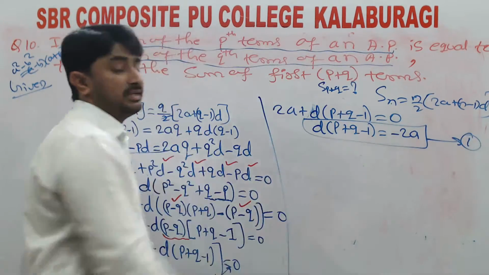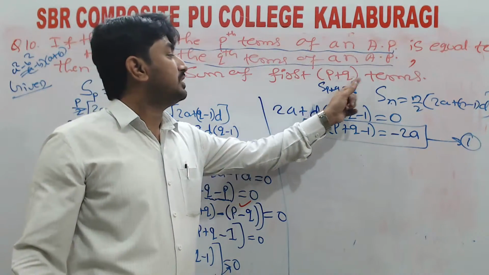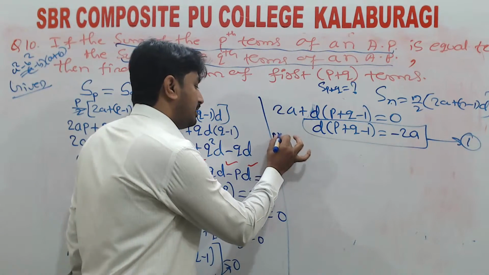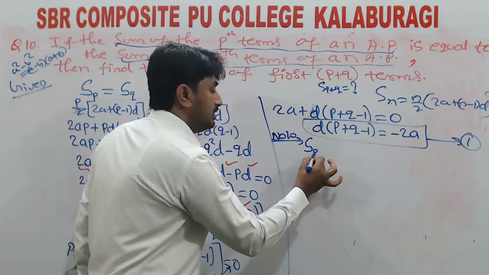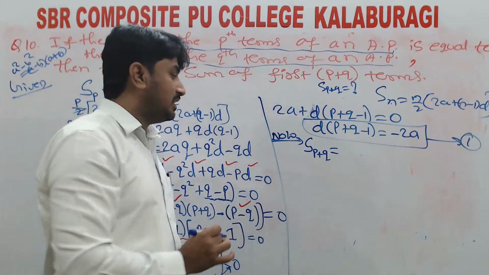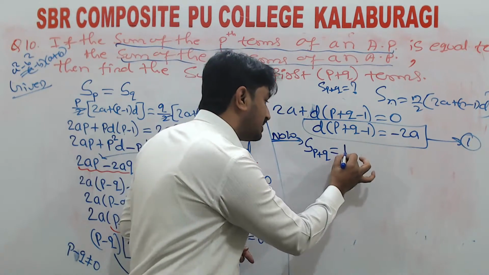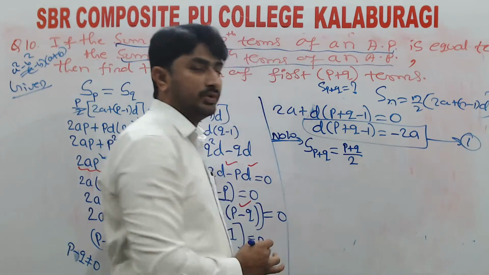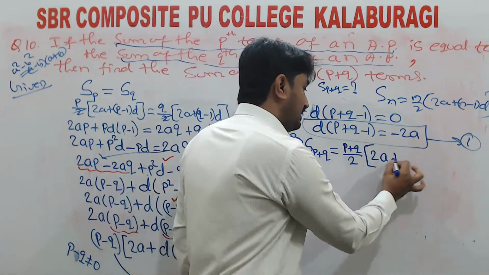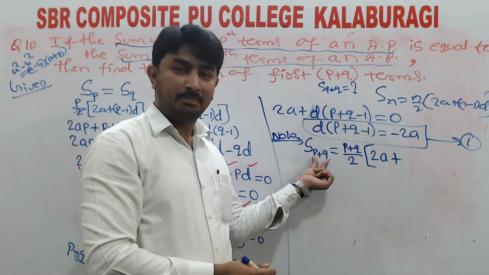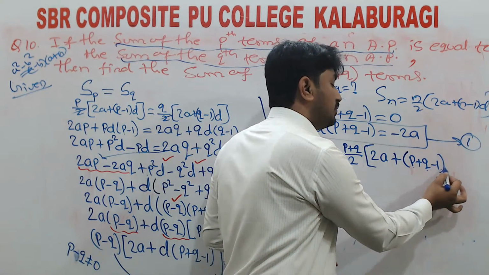I am using this condition to find S of P plus Q, the sum of P plus Q terms. Now they are asking the sum of P plus Q terms is equal to what. In place of N, I am taking P plus Q. Here N by 2 becomes (P plus Q) divided by 2, and inside, 2a written as it is, plus (N minus 1), in place of N again P plus Q, so P plus Q minus 1, into D.